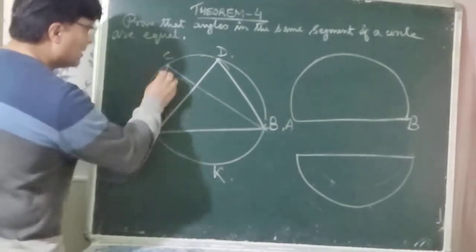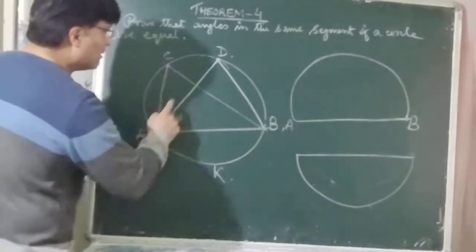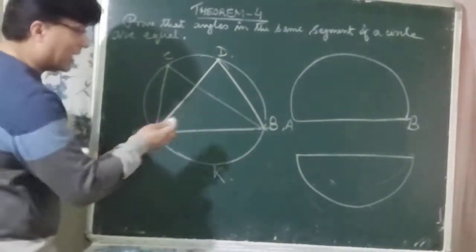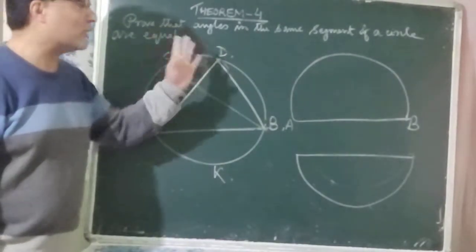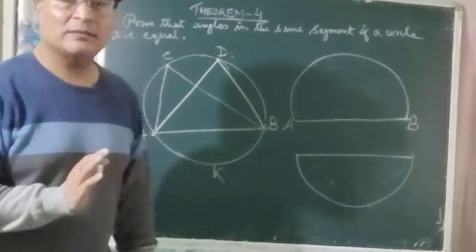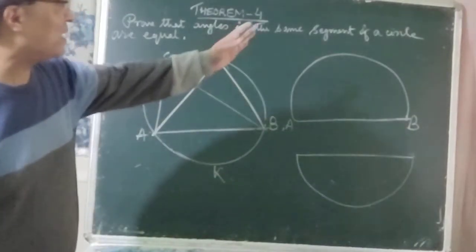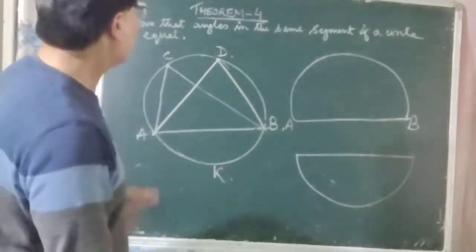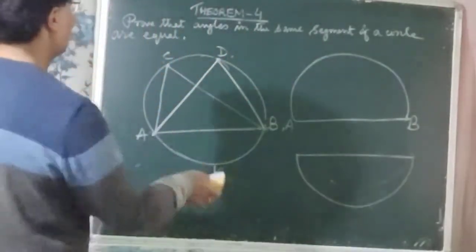That is, angle ACB is the angle made by the arc AKB and angle ADB is the angle made by the same arc AKB, and they are on the same segment of the circle, and you have to prove that these two angles are always equal. So I think you understood the meaning of same segment of a circle. Is that clear? And you have to prove that angles in the same segment of a circle are equal. Okay, now we'll do the theorem.